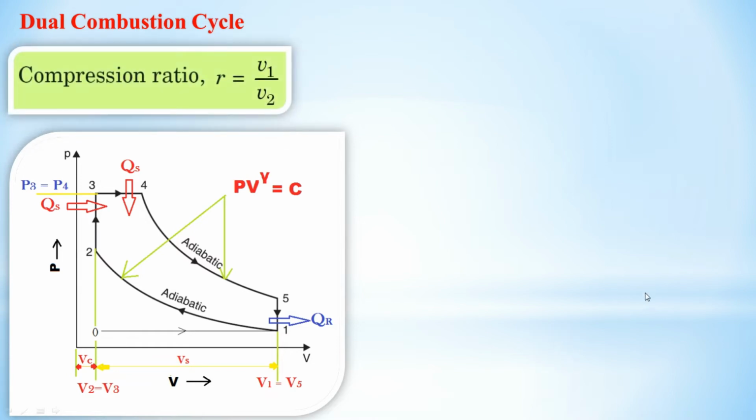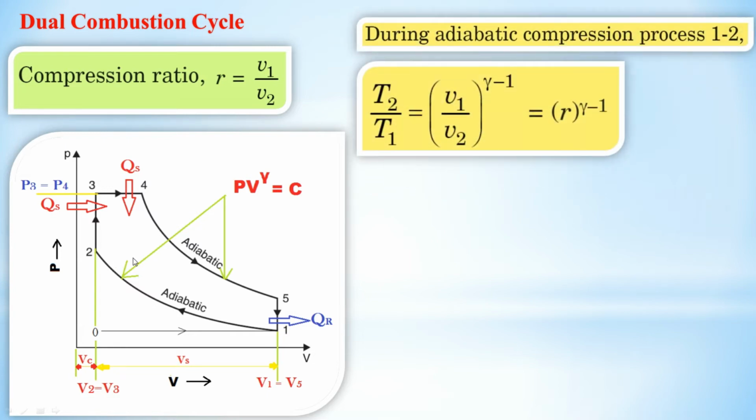But we know that compression ratio equals V1 by V2. Compression ratio means the ratio of volume before compression to volume after compression. So R equals V1 by V2. It is an adiabatic compression process. And we know that for adiabatic compression, process 1 to 2, we have already derived the relationship between pressure and volume, PV raised to gamma equals constant. We have already derived the relationship between pressure, temperature and volume. So now we are using the relationship between temperature and volume: T2 by T1 equals (V1 by V2) raised to gamma minus 1.